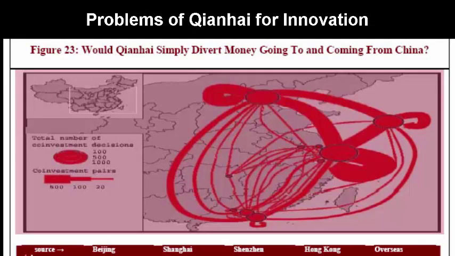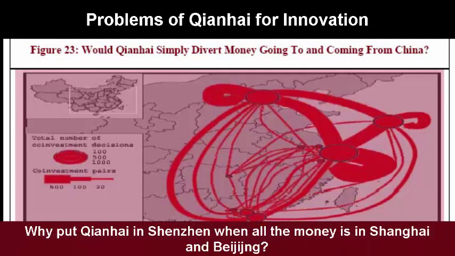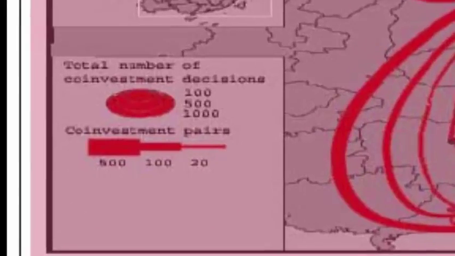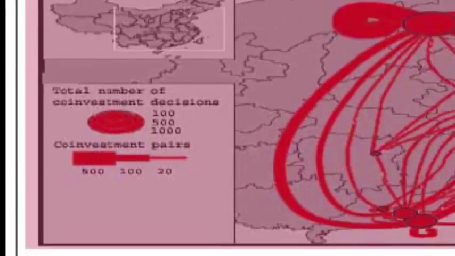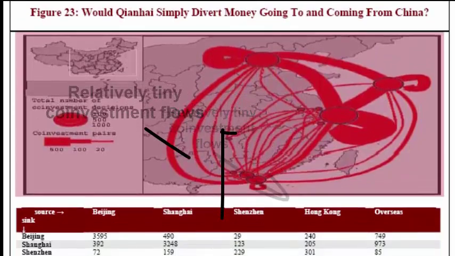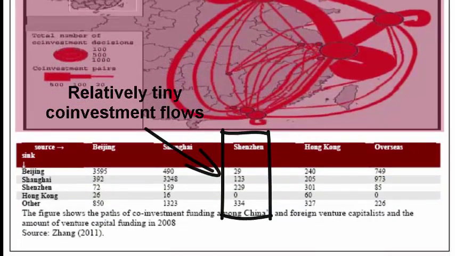Naturally, many observers of Qianhai rightly point to the competitive effects that Qianhai might have on existing innovative companies in Shenzhen and Hong Kong. The infographic we see in front of us shows the flows of co-investment on the mainland and with Hong Kong in 2008. And what we see is that Shanghai and Beijing continue to attract the lion's share of such investment. Shenzhen and Hong Kong have not attracted very much investment, and if Qianhai comes online, there's relatively little to suggest that Qianhai would create a stronger magnet in attracting these funds.